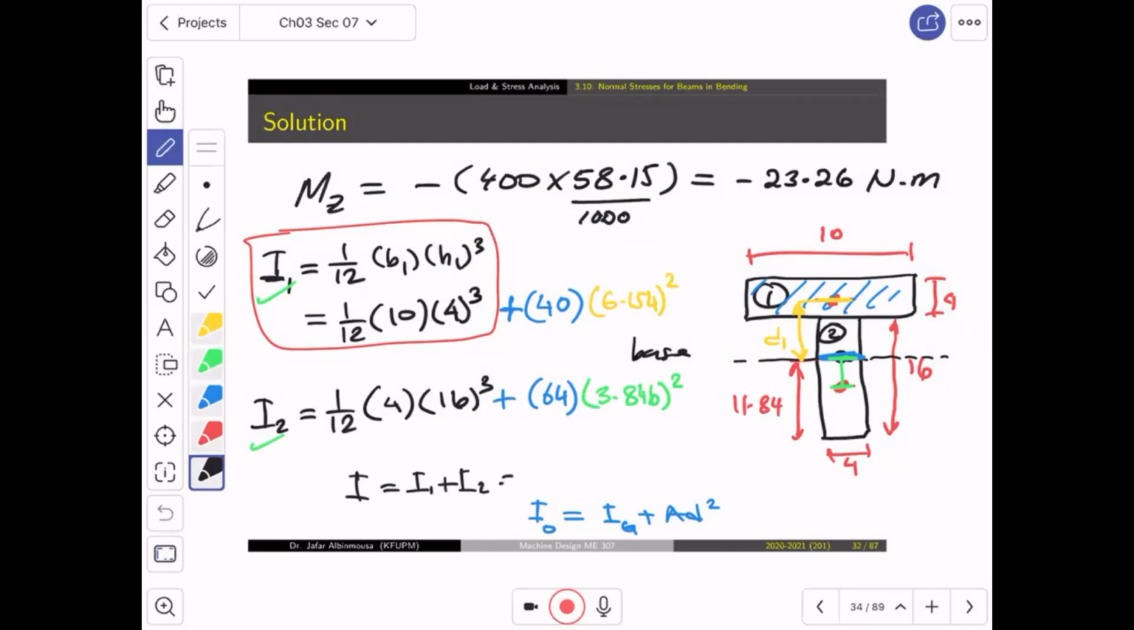I2, which is going to give you 3.88 multiplied by 10 to the power minus 9 meter to the power 4.